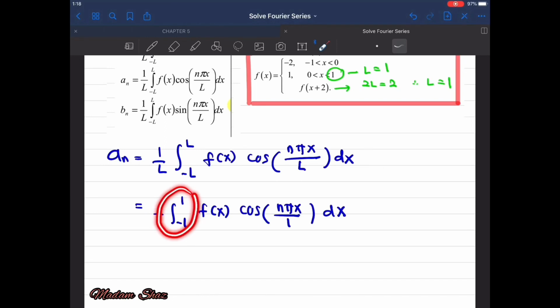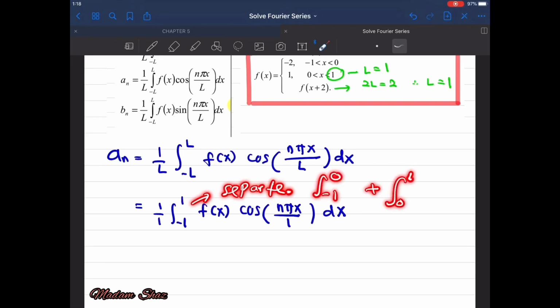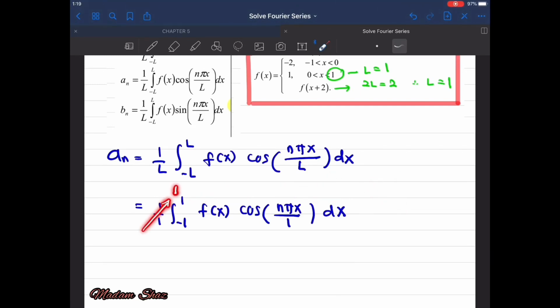So we want to integrate from negative 1 to 1, the same concept. In the question here, you have negative 1 until 0 and then 0 until 1. So that means we have to separate according to the given limit, which is from negative 1 until 0 plus 0 until 1. So 1 over 1 can be simplified. We just write it as 1.